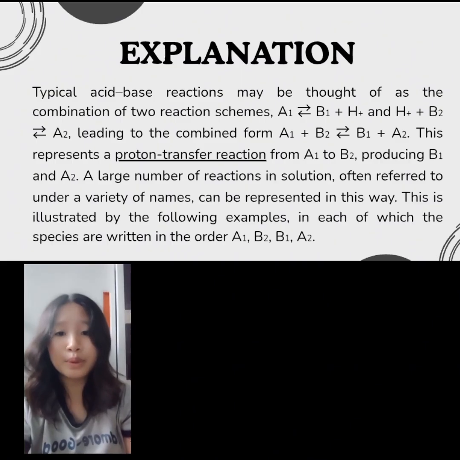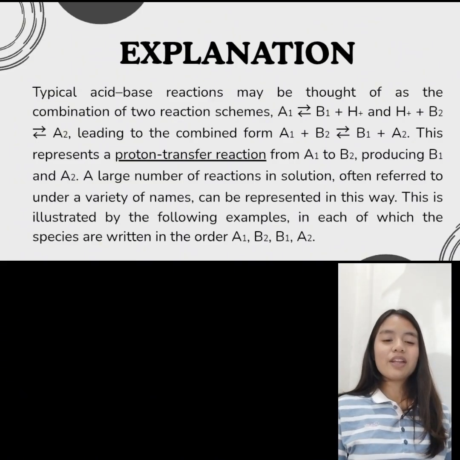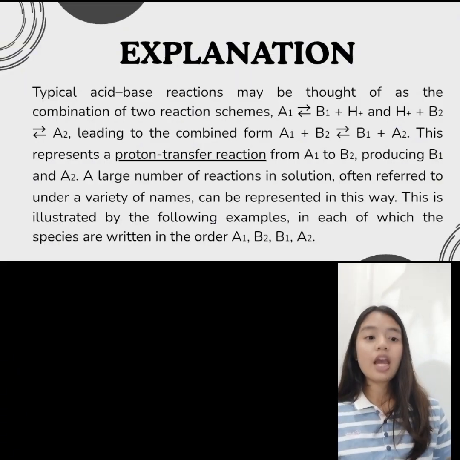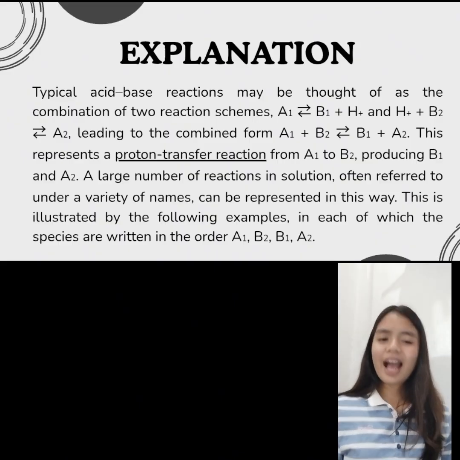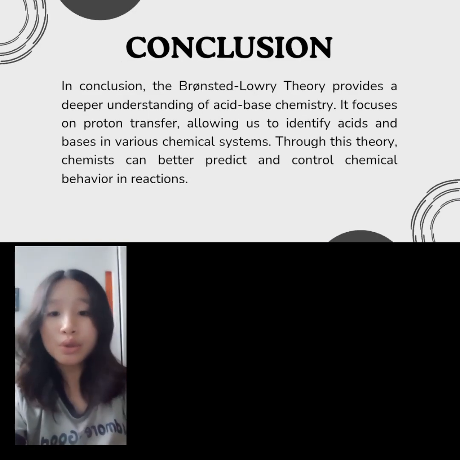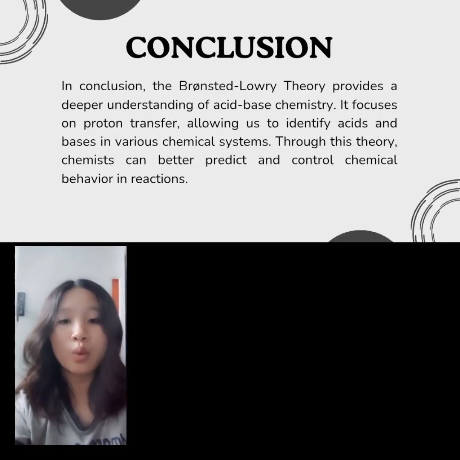Let's look at this example to further enhance the understanding of the theory. As we can see, a proton moves from A1 to B2, producing B1 and A2. This model can represent a wide range of reactions in solution, showing that many processes are actually acid-base reactions in disguise. To conclude, the Brønsted-Lowry theory gives us a deeper understanding of how acids and bases work.